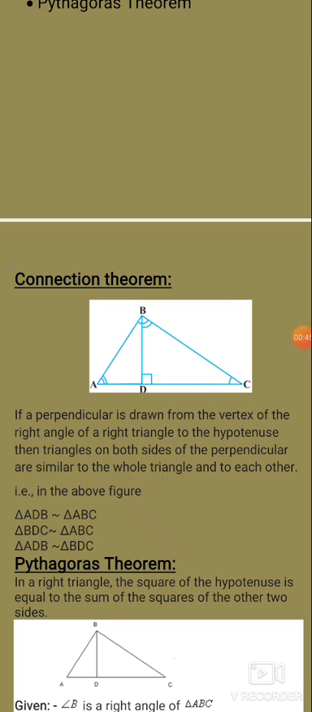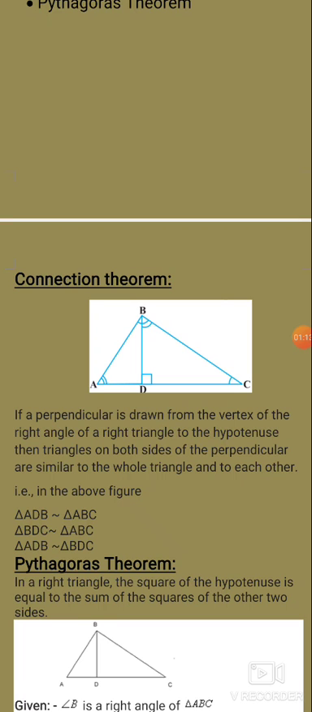That is, in the above figure, triangle ADB is similar to triangle ABC, the whole triangle. Same as BDC is similar to triangle ABC. And also triangle ADB is similar to triangle BDC. So this one is what? Connection theorem. So we want to apply this connection theorem in the Pythagoras theorem.